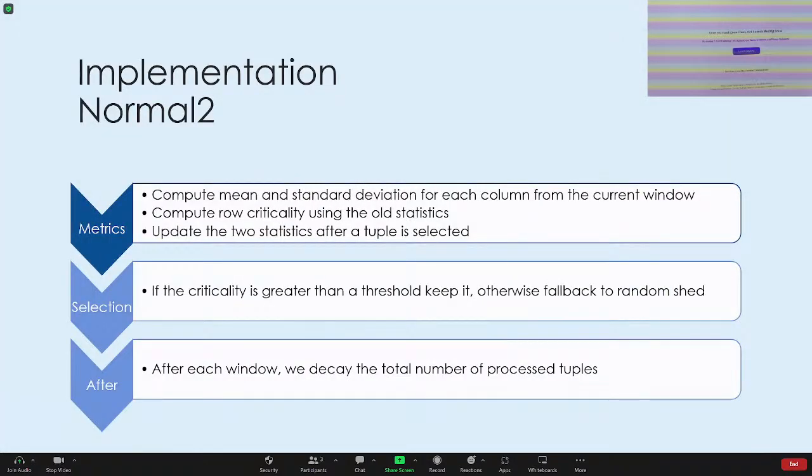And then we also have a second normal implementation which does the same thing but in a different order. So we update the statistics only after the tuple is selected, with some other differences. And for both we use decay of the population in order to be able to accommodate shifting trends.